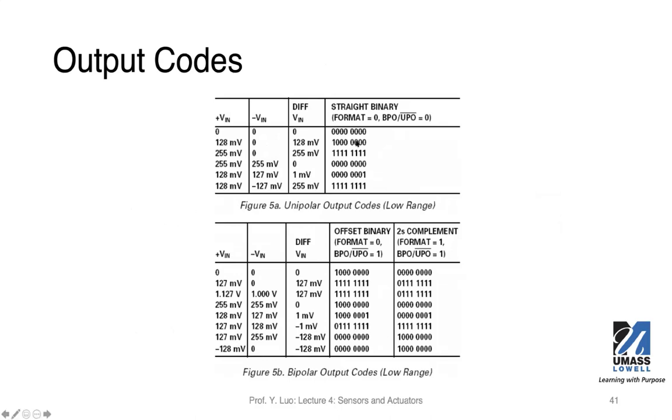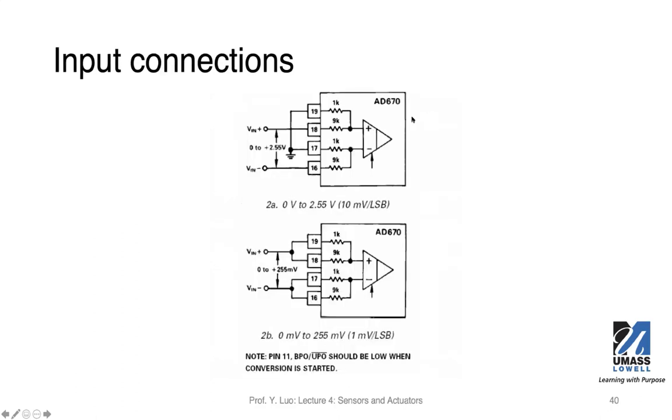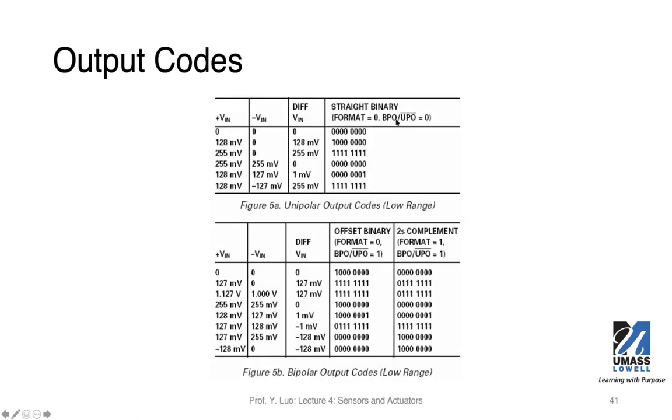You can choose to use straight binary format by setting these. And let's say if you choose to use unipolar, which means you set this as a zero, because UPO, unipolar is active low, then you will see this range here. And because this is straight binary, you see this value corresponds to the digital value just as straight binary. So the ADC really measures the difference between the two inputs. So when you have a difference of zero, you correspond to zero. You have 128 millivolts, that's one with seven zeros, and the 255 millivolts, then that gives you eight ones.